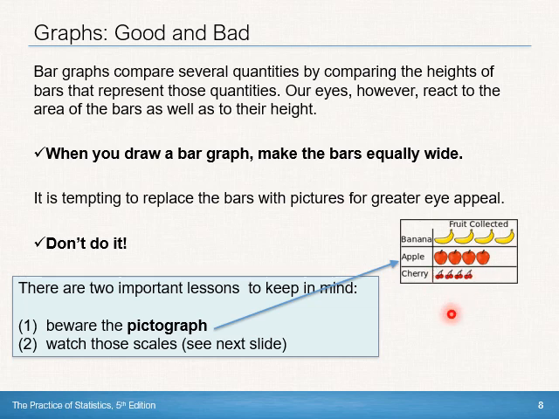So your eye looks at area and compares area, gives weight to larger areas. So the apples are obviously much bigger than the cherries, and so it looks like there are more apples than cherries, but there's really just 4 of each. So you really should be careful and not use this kind of cutesy pictograph.